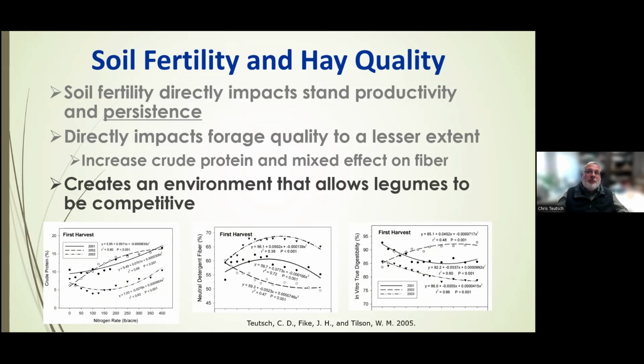And that's really important for improved legumes like red and white clover. So we can directly impact forage quality, not necessarily by soil fertility, but by making an environment that allows legumes to persist within that stand. And when we do that, we're going to increase forage quality indirectly by having a greater percentage of legumes in our hay.